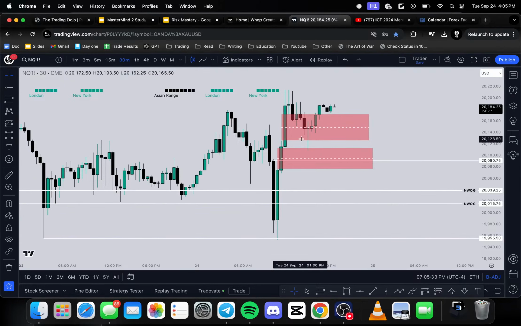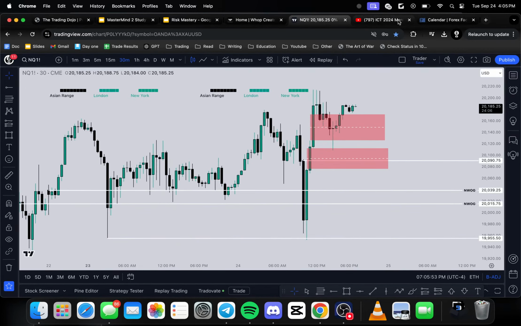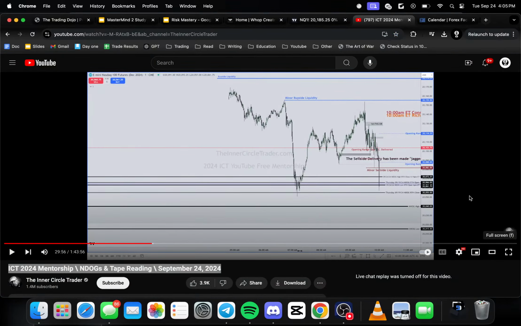Or if you have the New York Session PM model, you might have been looking for a trade from 2 p.m. on this day, from 2 p.m. until 4 p.m. And you would have gotten buy side right here. So 2 p.m. to 4 p.m., we got these bullish candles. So yeah, that's what he's looking for.